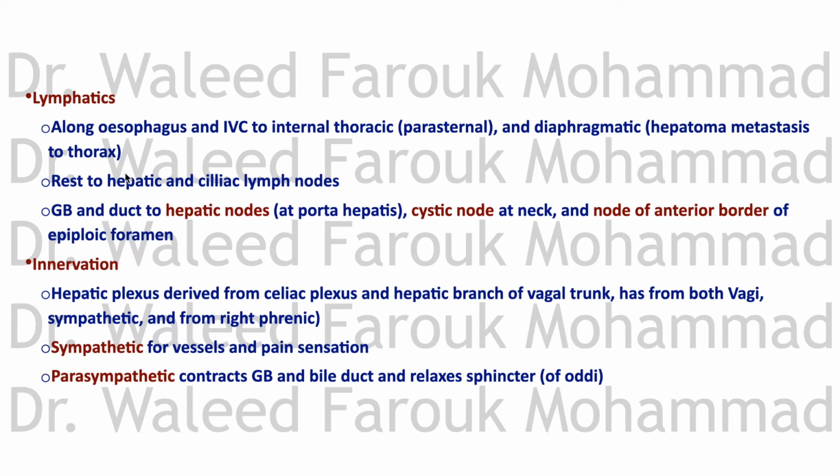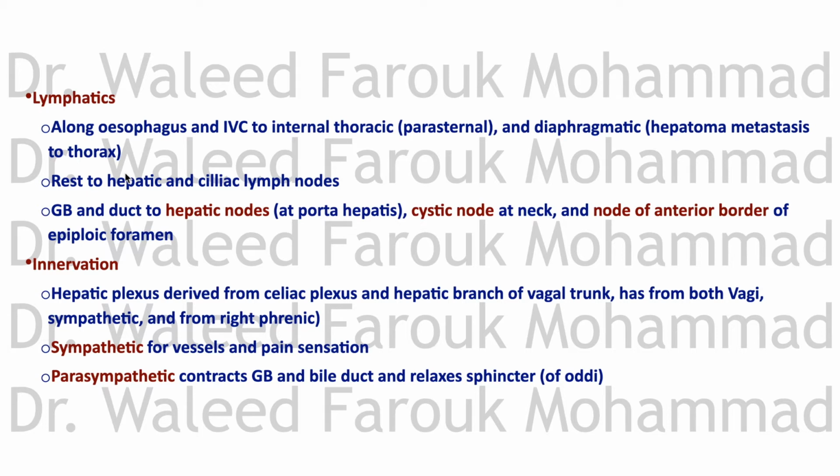Okay, the lymphatics of the liver go along the esophagus and inferior vena cava to the parasternal lymph nodes, along the diaphragm. Remember, there's a bare area related directly to the diaphragm, so lymphatics pass through the openings in the diaphragm to inside the thorax, to the diaphragmatic and parasternal lymph nodes, and this is how the hepatoma metastasis spreads or involves the thorax.